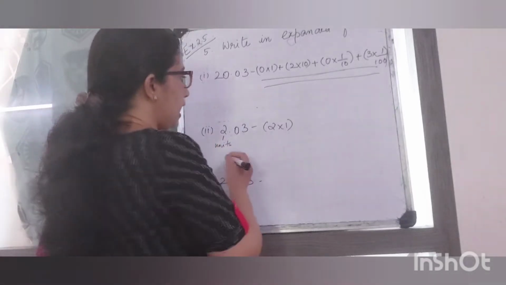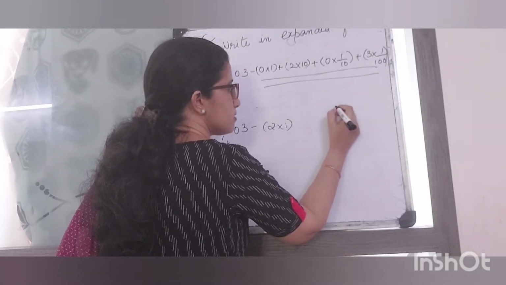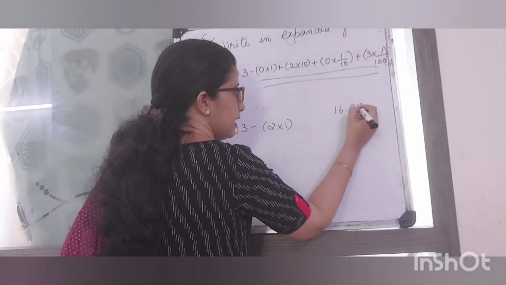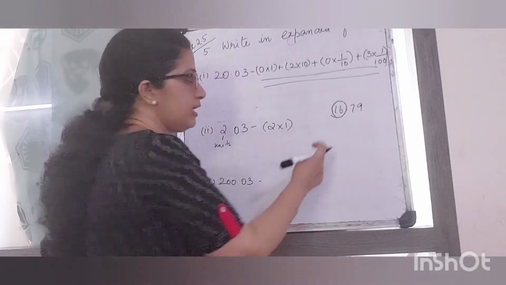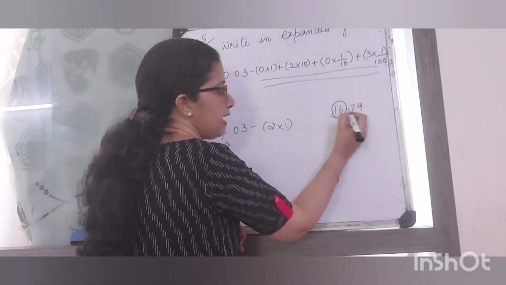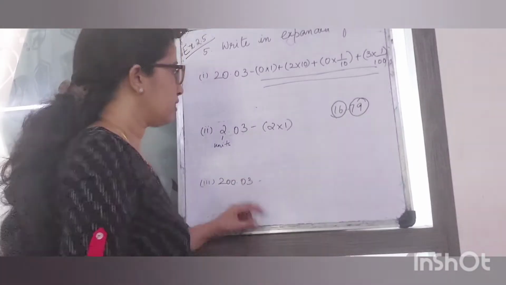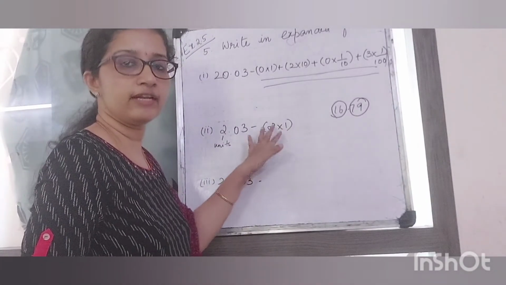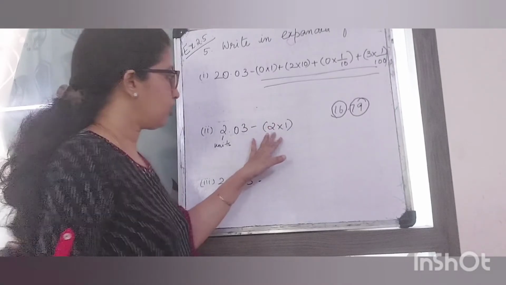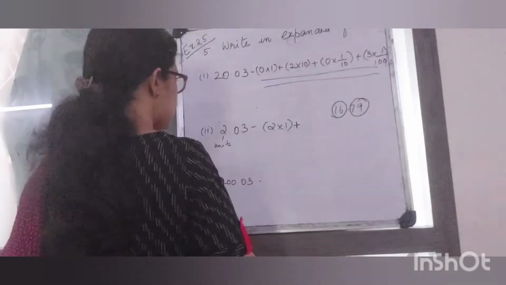If we have a decimal number like 16.79, this 16 is the integer part which is to the left hand side of the decimal, and 79 is the decimal part. For the integer part, we just do whatever we do when expanding the whole number. So 2 into 1 plus, now come to the decimal part.